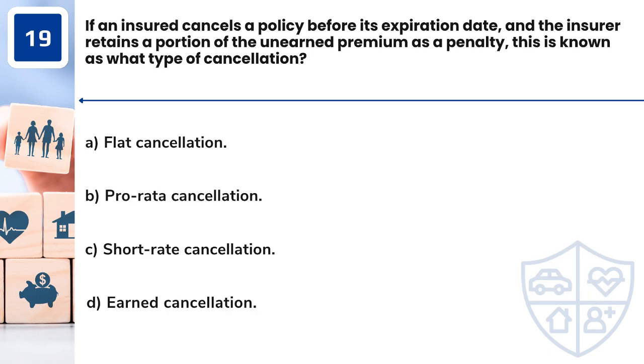Question 19. If an insured cancels a policy before its expiration date, and the insurer retains a portion of the unearned premium as a penalty, this is known as what type of cancellation? A. Flat cancellation. B. Pro rata cancellation. C. Short rate cancellation. D. Earned cancellation.